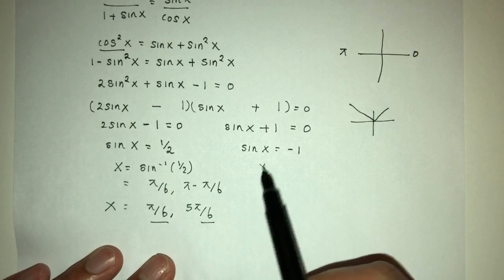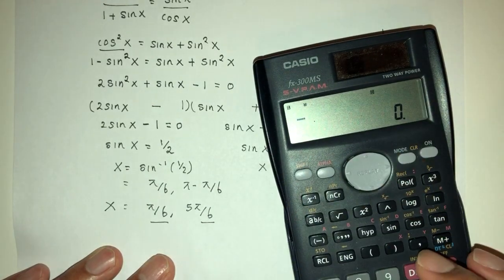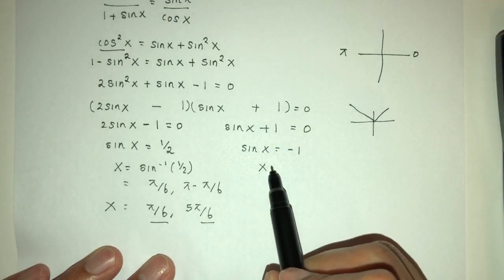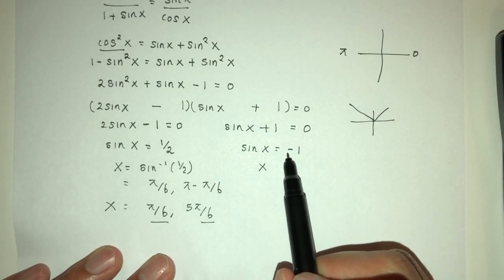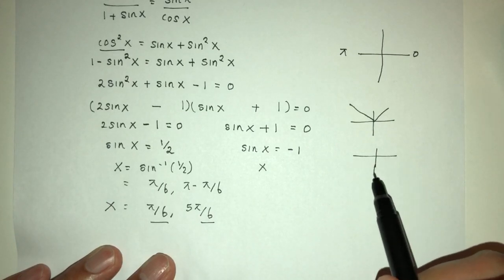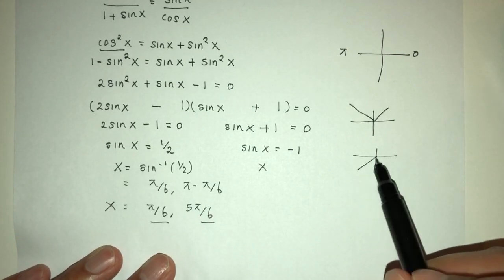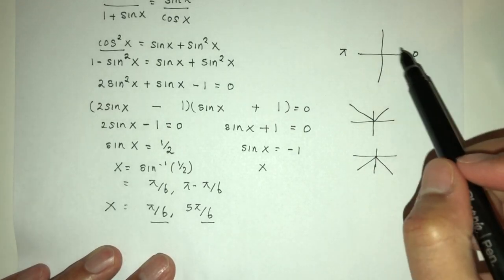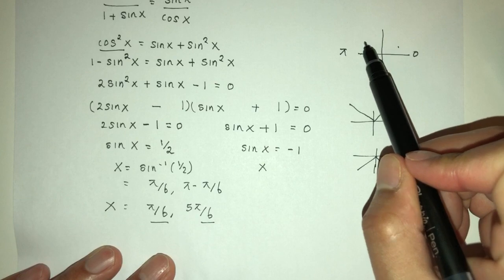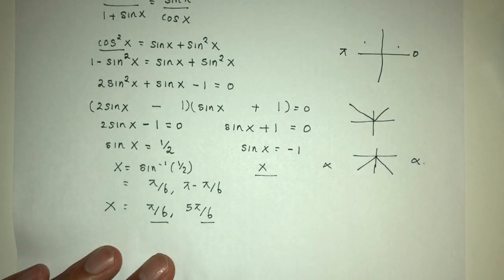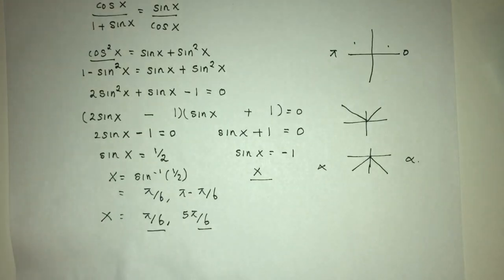How about this one? Let's check what happens. Sine inverse of 1, that is 90. So if you observe here, it is minus 1. So sine is negative in the third and the fourth quadrant. But since we only care about the first and second quadrant, we don't need to worry about this one. We will just not take this into account, and you will have these two as your answer for part C.